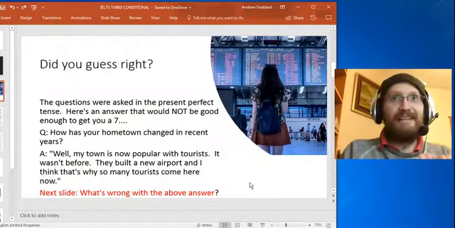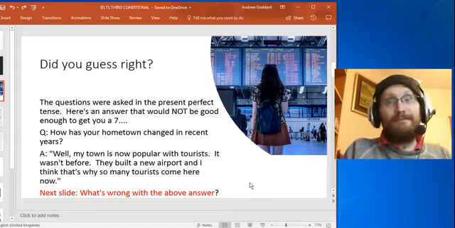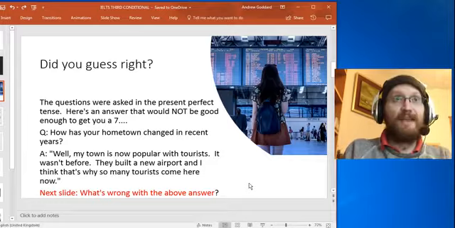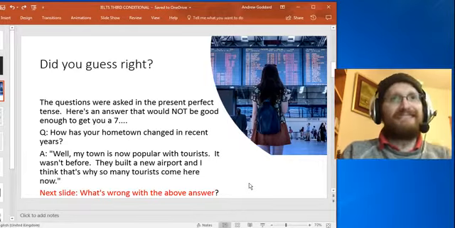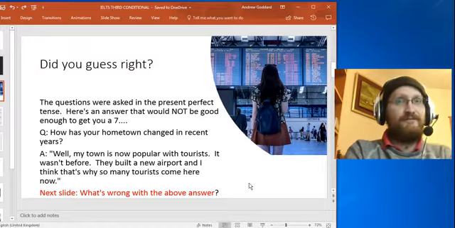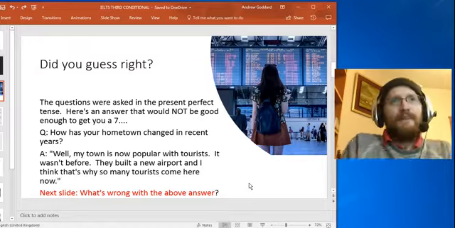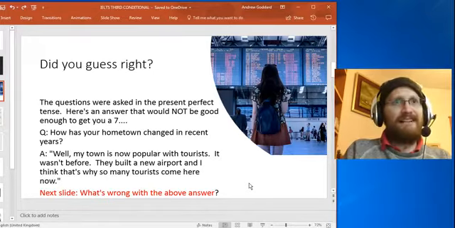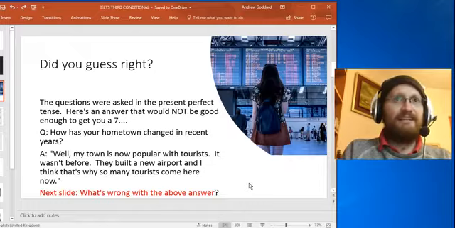So, did you guess correctly? The questions were asked in the present perfect tense. Here below is an answer that would not be good enough to get you a 7. The question: how has your hometown changed in recent years? An answer: well, my town is now popular with tourists. It wasn't before. They built a new airport, and I think that's why so many tourists come here now.